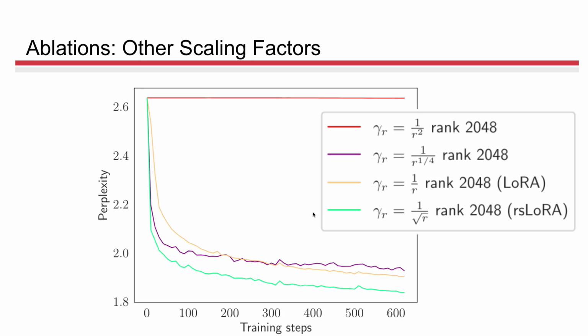They also try other scaling factors. So they try 1 over r squared, 1 over r to the 4th, 1 over r, as well as 1 over square root of r. And they find that for these scenarios, our 1 over square root of r, which is that big theta r upper bound, lower bound constant constraint that we were looking at in definition 3.1, yields the lowest perplexity. So other scaling factors are not going to be effective.